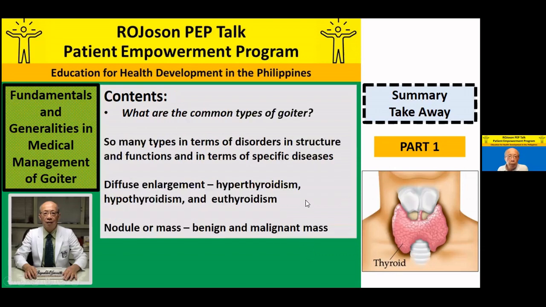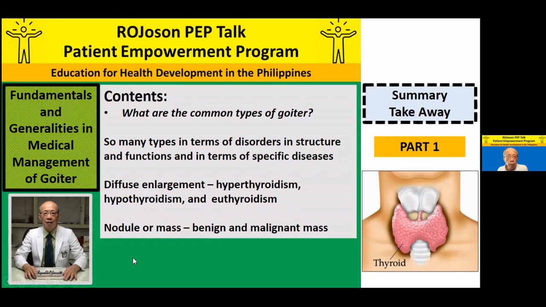What are the common types? So many types in terms of disorders, in structure and functions, and in terms of specific diseases. That creates a lot of difficulty in remembering and also confusion. But basically, you just try to remember this: diffuse enlargement. The implication there is that if there is a diffuse enlargement, you have to suspect hyperthyroidism, which is quite common, more common than hypothyroidism. But a lot of times it can also be euthyroidism.